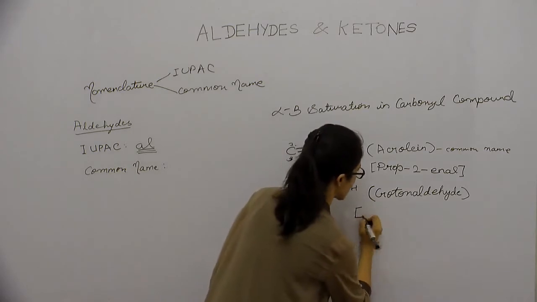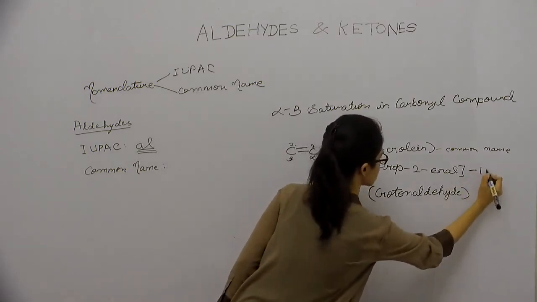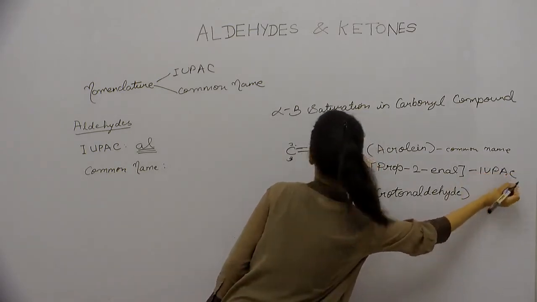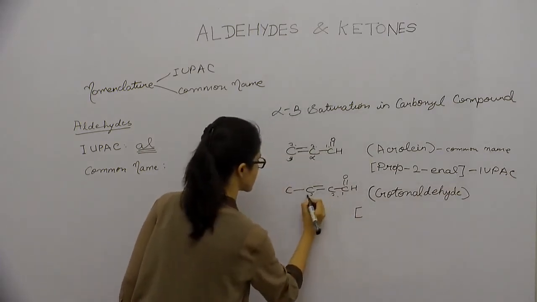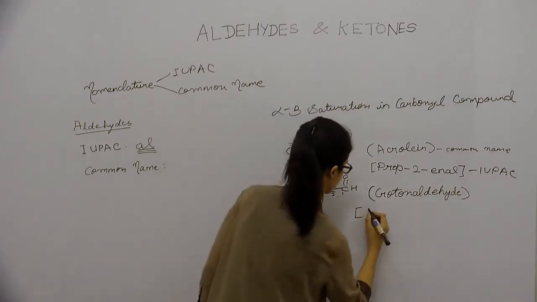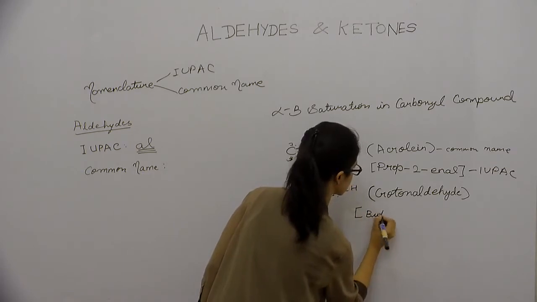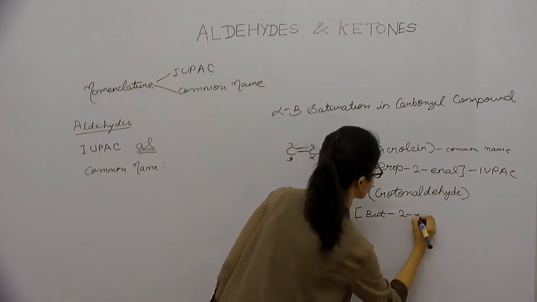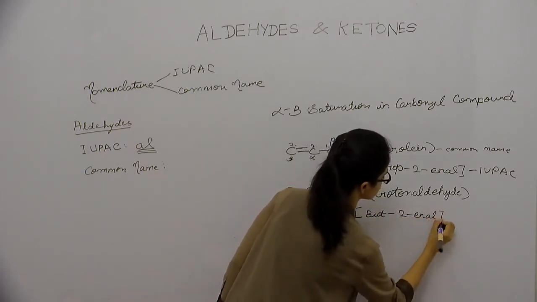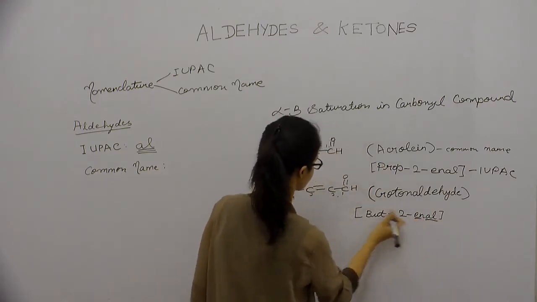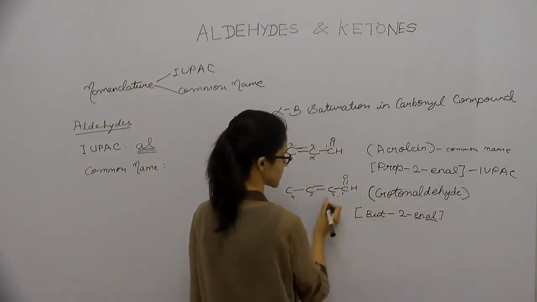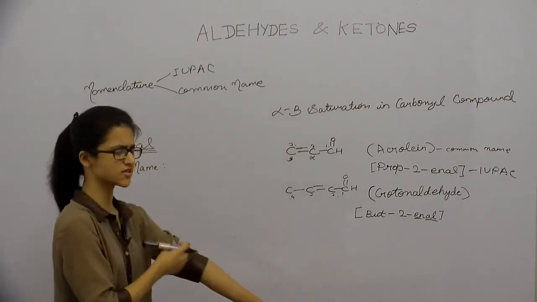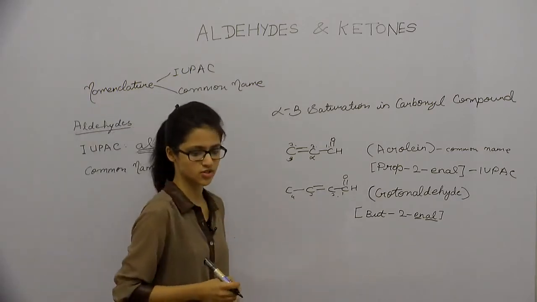And if we write the IUPAC for this, I'll just write it. This is 1, 2, 3, 4. So but-2-enal. You see, al is for aldehyde, en is for the unsaturation, and 2 is marking the position. I think we've read these rules earlier as well, so it won't be an issue.